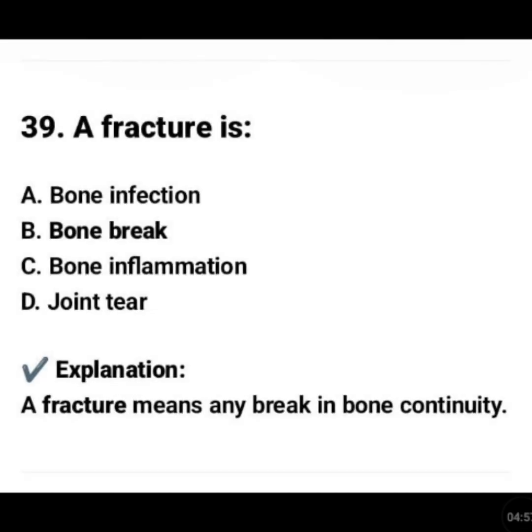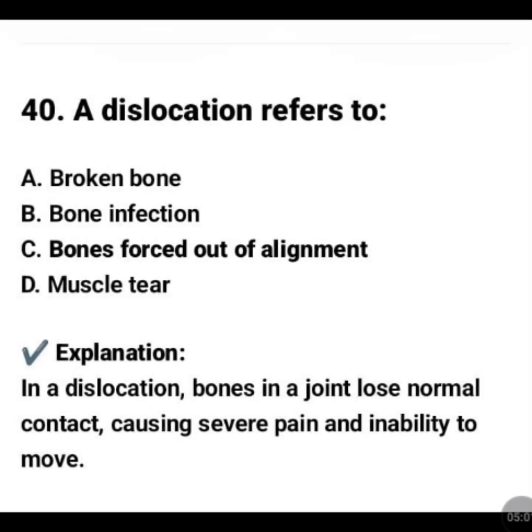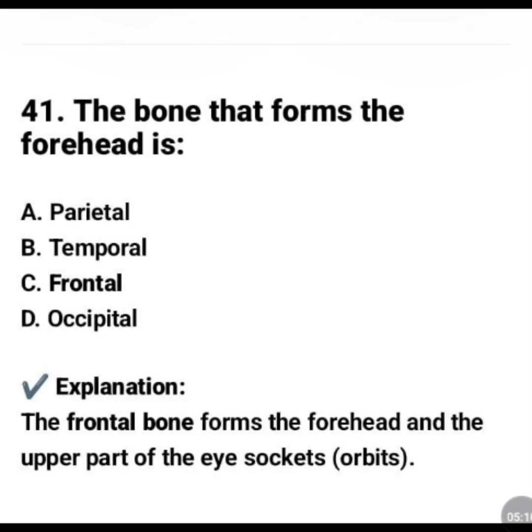A fracture is a bone break. A fracture means any break in bone continuity. A dislocation refers to bone forced out of alignment. In a dislocation, bone in a joint loses normal contact, causing severe pain, inability to move. The bone that forms the forehead is frontal. Frontal bone forms the forehead and upper part of the eye sockets.